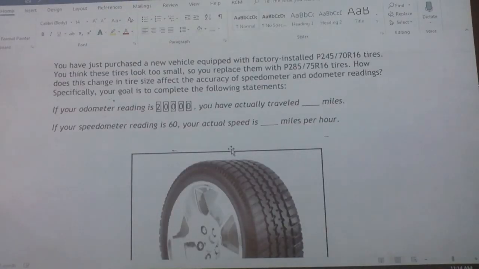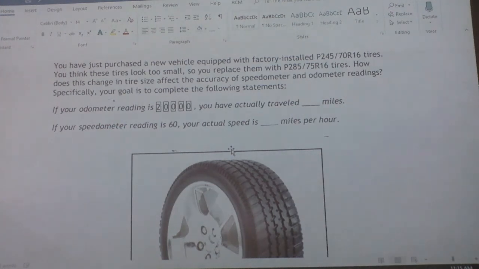How's everyone doing? Today's lesson is about aspect ratios found on tires. My goal to teach you about tires is this. Have you ever wondered what happens when you go from maybe small to big tires? Have you ever stopped and wondered, does it affect my speed? Does it affect my odometer? Might even affect your gas mileage?